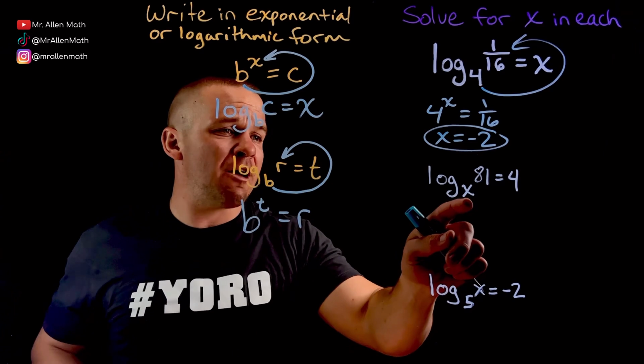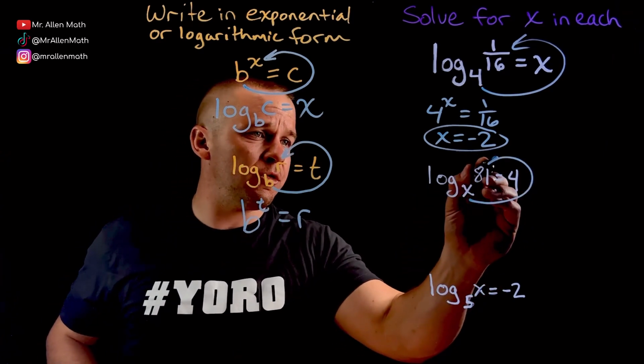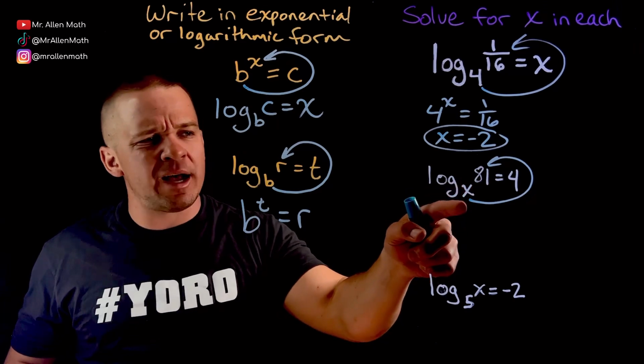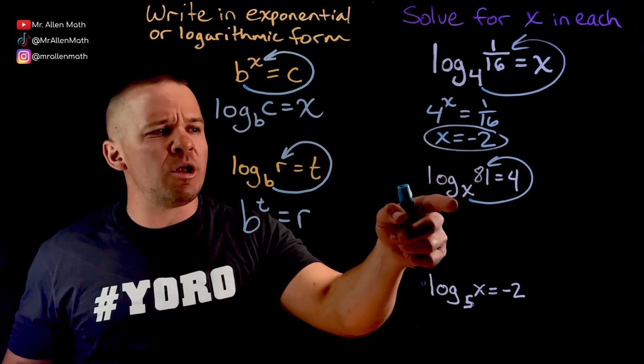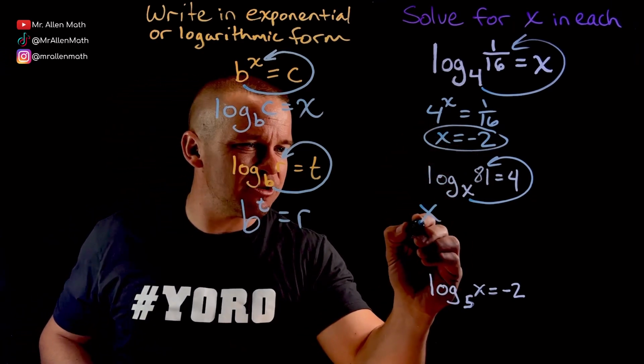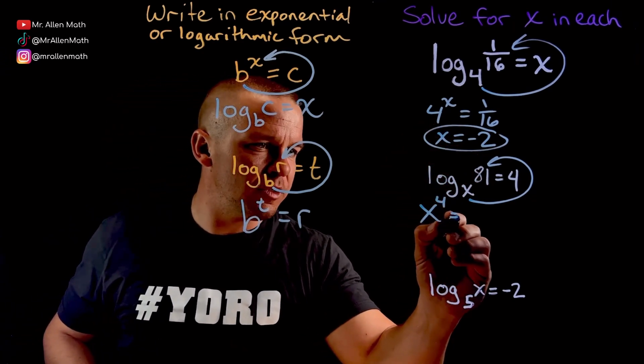All right, so here we're going to have x raised to the 4th equals 81. So if you're reading this, you'd be like log base x of 81. So x to what power gives me 81? What number, sorry, to the 4th power gives me 81? But we can rewrite it because it's easier to see it when you rewrite it. x to the 4th equals 81.